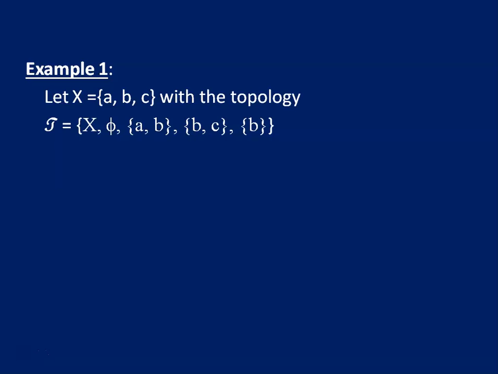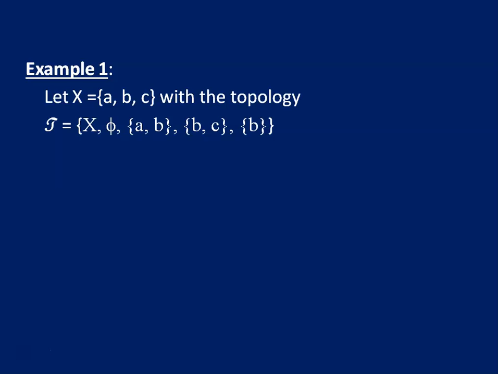Here we have an example. Let X be the 3-point set {a, b, c} with the topology tau, which contains the subsets: the whole space X, the empty set, the set containing two points {a, b}, the set containing two points {b, c}, and the singleton set {b}. Now we have to check whether this topological space is regular or not. These are the 5 open sets in this topological space, and we know that closed sets in a topological space are the complements of open sets.